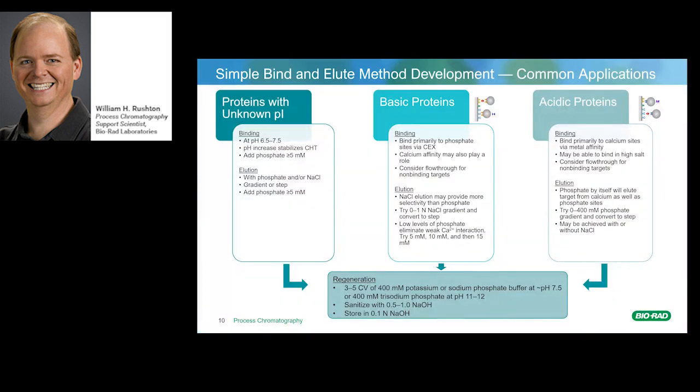Here we're showing simple bind and elute method development for some common applications. So if you have a protein with an unknown pI, you're going to bind between pH 6.5 and 7.5. Just note that higher pH stabilizes CHT particles. We also recommend having phosphate in all your buffers of at least 5 millimolar. For elution, you can elute either with phosphate or salt or both.